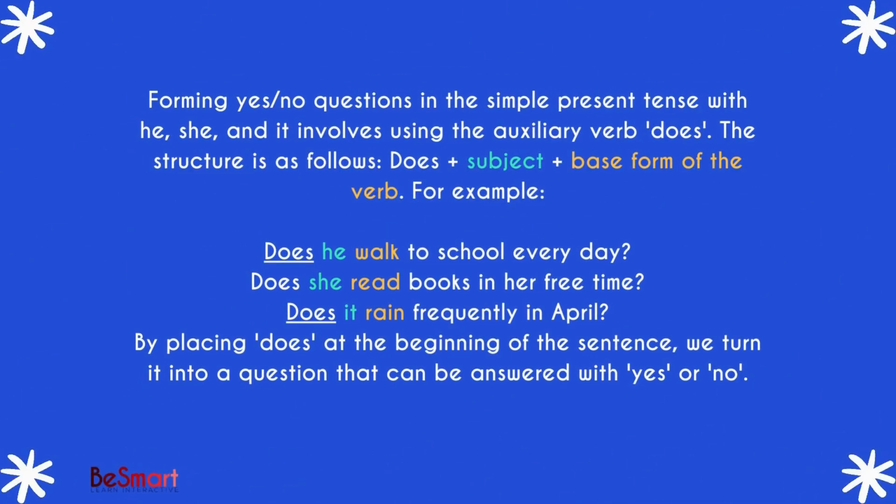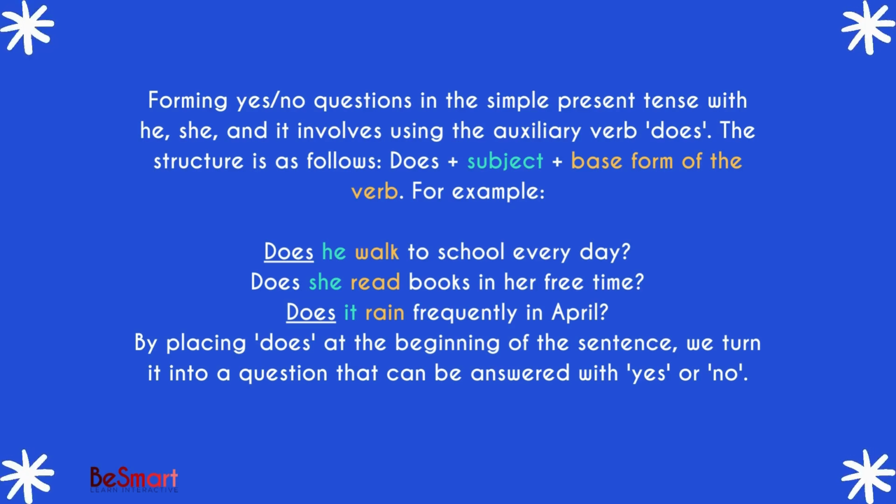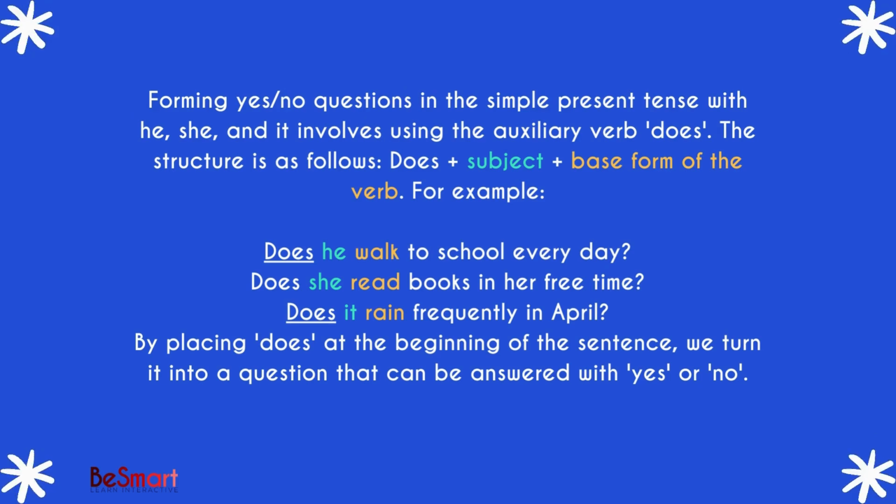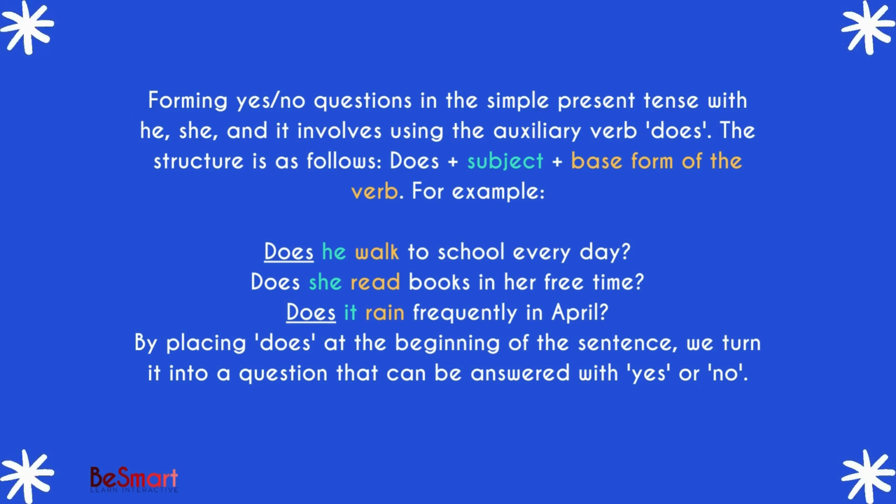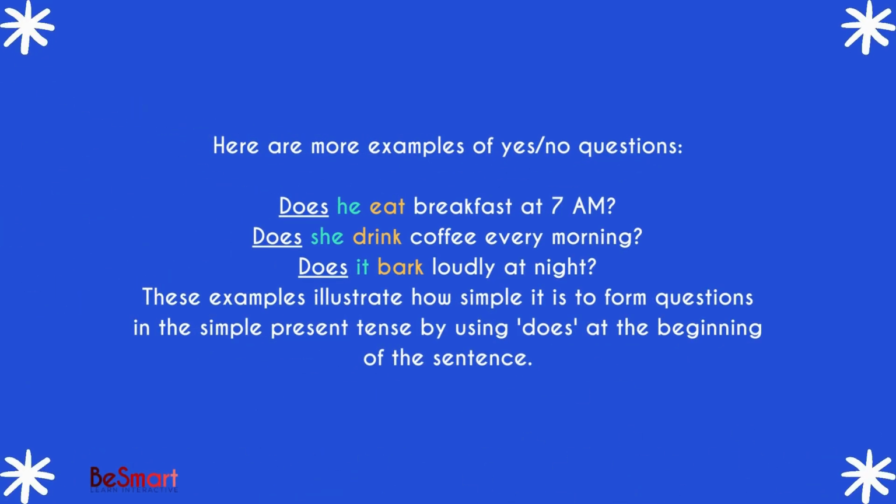Forming yes-no questions in the simple present tense with he, she, and it involves using the auxiliary verb does. The structure is as follows: does plus subject plus base form of the verb. For example, does he walk to school every day? Does she read books in her free time? Does it rain frequently in April? By placing does at the beginning of the sentence, we turn it into a question that can be answered with yes or no. Here are more examples of yes-no questions.